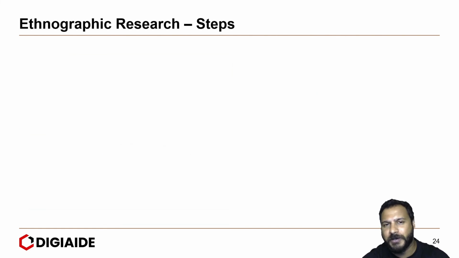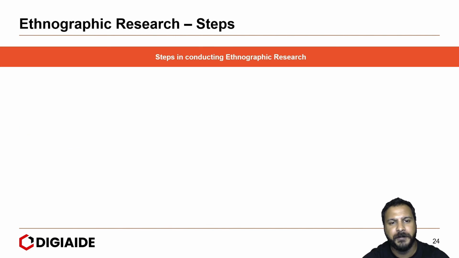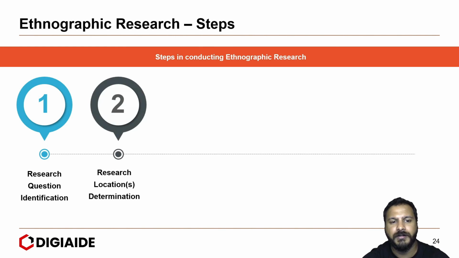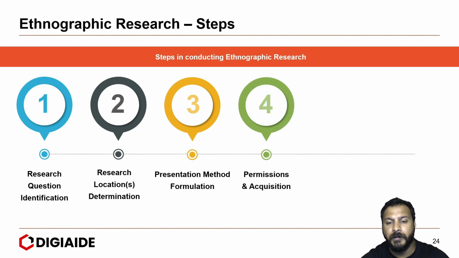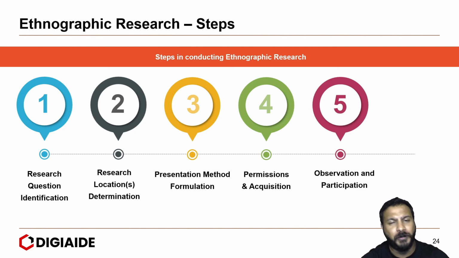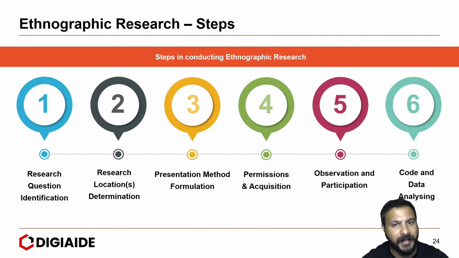Now moving on to steps involved in this kind of research. First, research question identification, then comes the location, then comes the presentation method, permissions and acquisitions required in order to ensure to observe people, observation finally, and code and data analysis.